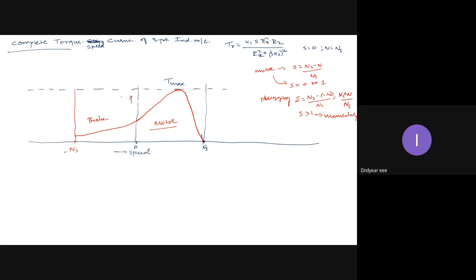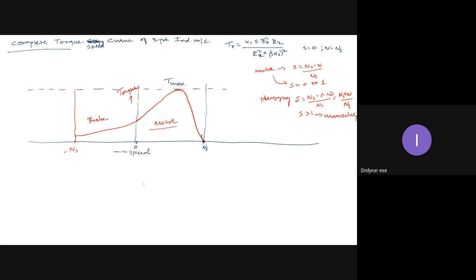Now this is torque. The torque is still positive. Positive torque in the sense the torque that is developed by the rotor and delivered to the external load. That is positive torque.